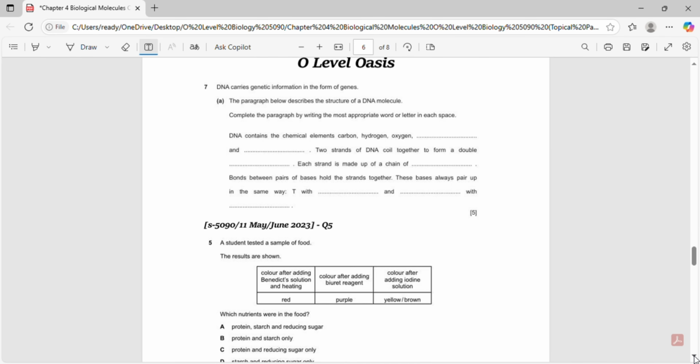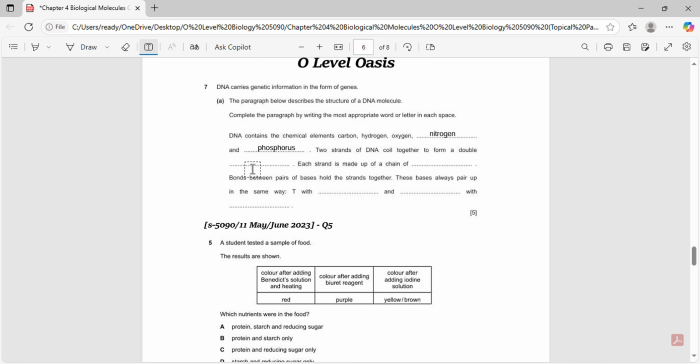Next, there is a 5-mark fill-in-the-blanks question focused on the structure of DNA. It begins by stating that DNA carries genetic information in the form of genes. The task involves completing a paragraph that outlines the structure of a DNA molecule by filling in the most appropriate word or letter in each blank space. The paragraph reads, DNA is composed of the chemical elements carbon, hydrogen, oxygen, nitrogen, and phosphorus.